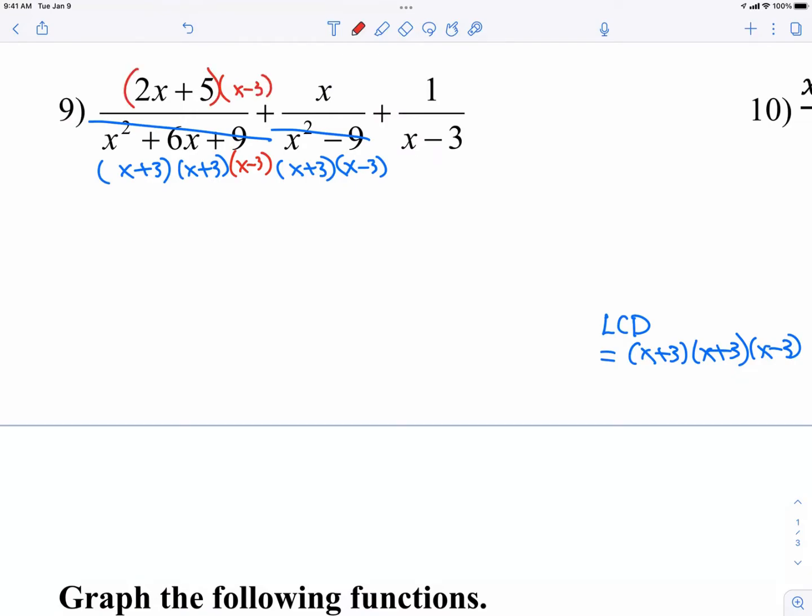Okay, now what's missing in this second fraction is another x plus 3. So we're multiplying by x plus 3 on the top and bottom. And what's missing in this last fraction is an x plus 3 times another x plus 3. So x plus 3 times x plus 3 on the top and bottom.